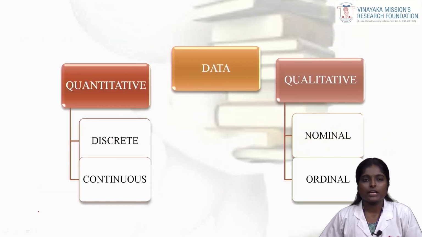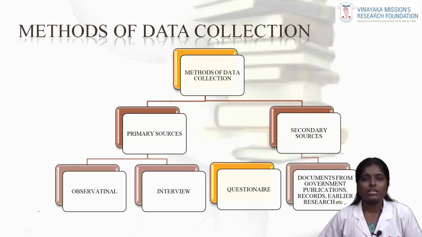So data can be of two types majorly, quantitative and qualitative. Quantitative, as the name suggests, is measurable. Qualitative is non-measurable. Quantitative can be discrete and continuous. Qualitative can be nominal and ordinal. So how do we collect these data? By primary sources and secondary sources. Primary sources of data collection are observations or interviews. Secondary sources are documents. And primary sources can also include data from questionnaires.